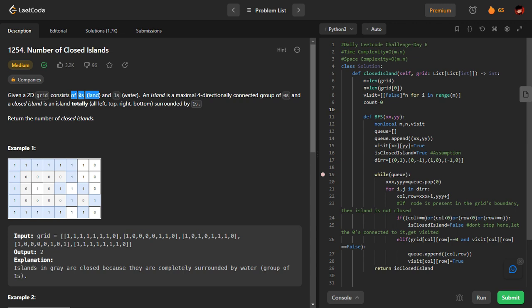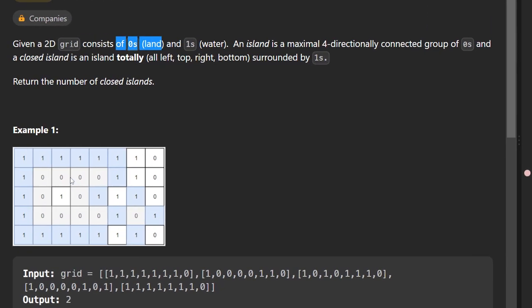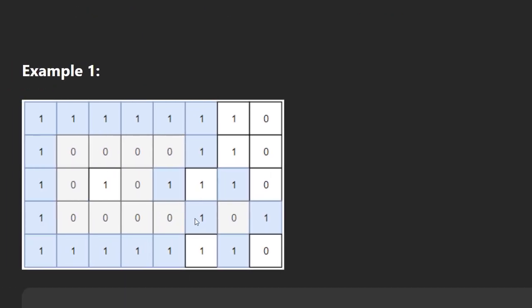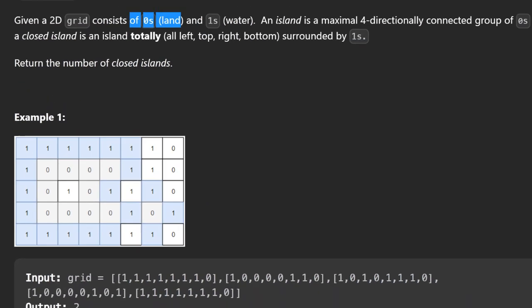Now I have told you almost everything except the definition of closed islands. A closed island means it is surrounded by water along its four directions. What it means is, for example, consider this zero. This zero has water, that means the cell to its right, left, top, and bottom. That means it's surrounded along the four directions by water. That means it's a closed island. Okay, that is the definition.